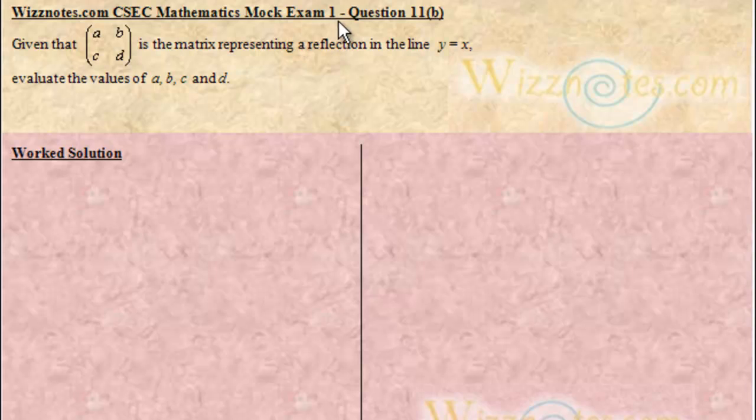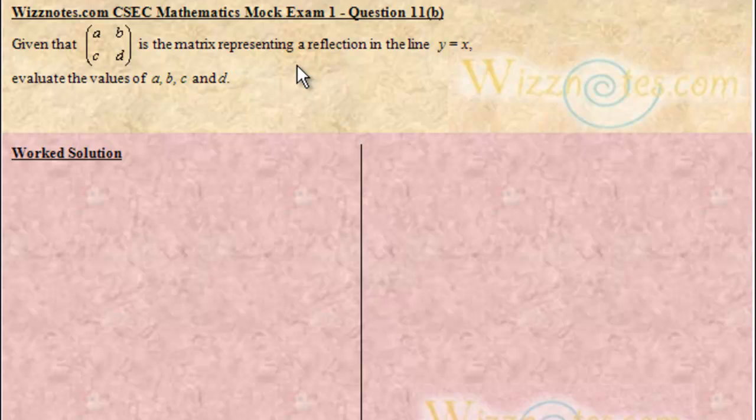Mock exam 1, question 11b. It reads, given that the matrix A, B, C, D is the matrix representing a reflection in the line y equals x, we have to evaluate the values of A, B, C, and D. Now this is basically asking us to derive the matrix for the reflection over the line y equals x, and that will be one of the common transformation matrices that we are supposed to know.